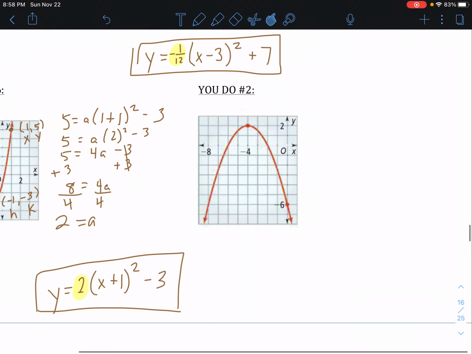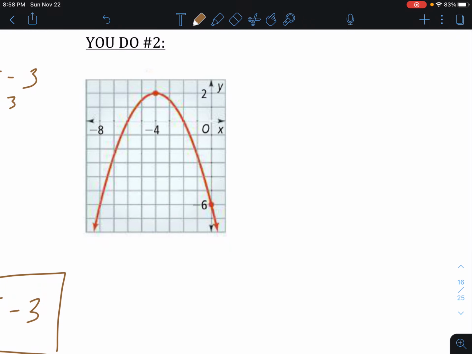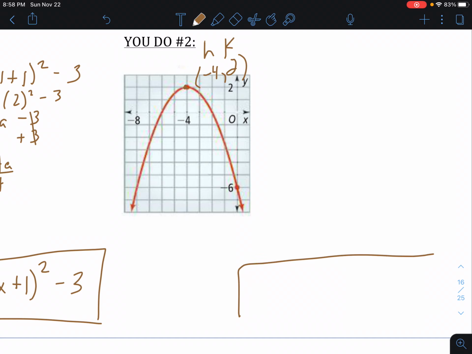Okay, one more and then we're done for the day. Just same procedure as last time. So let's say the vertex is right here. That is the point -4, 2. That'll be my h and k in my answer. So let's go to that right away. So y equals the a we don't know yet. a parentheses x minus h, but h is a negative, so change to a plus. Remember, h is opposite. Close parentheses squared, and then plus k.